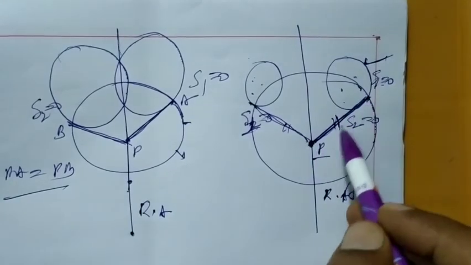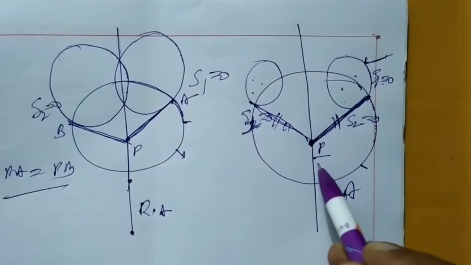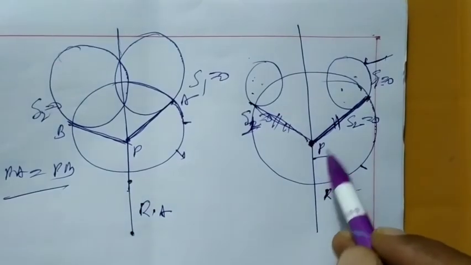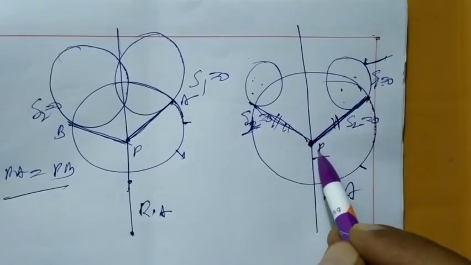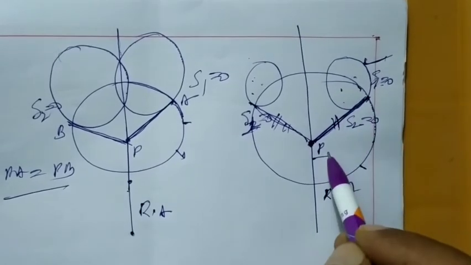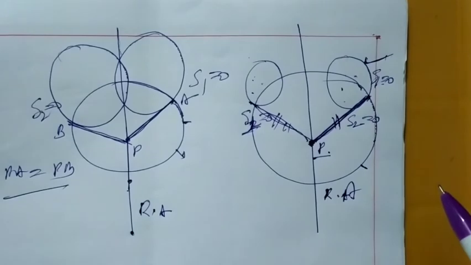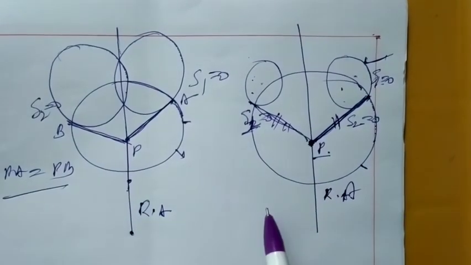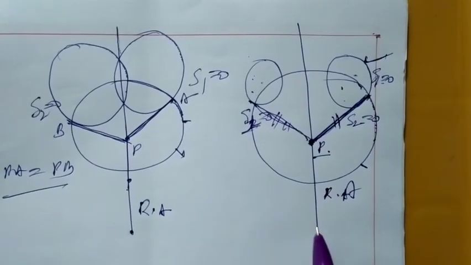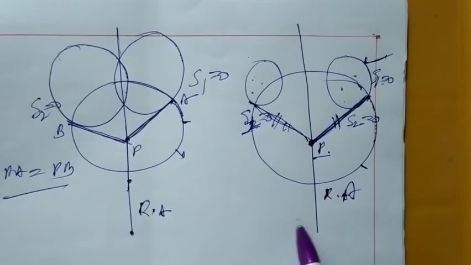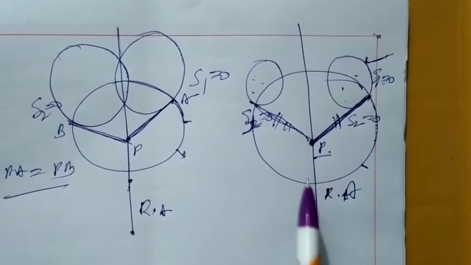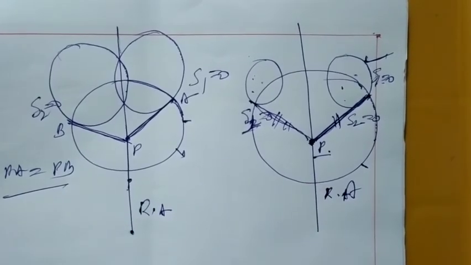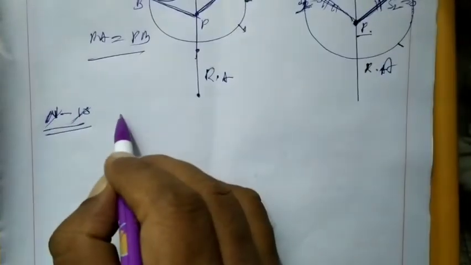The radius of the circle is equal to the tangents to each of the circles. Therefore, in that case, the center of that circle will lie on the radical axis. Try to understand that point. A circle which intersects two circles orthogonally, the center of that circle lies on the radical axis. That is the point.